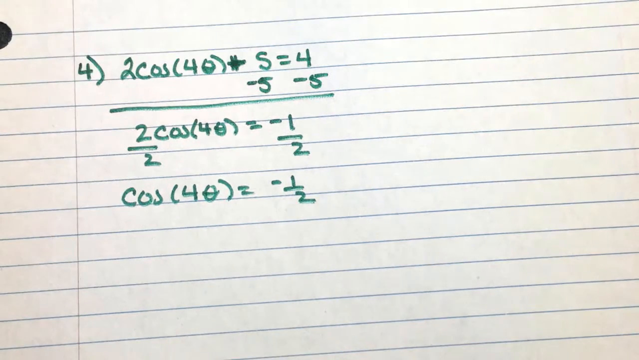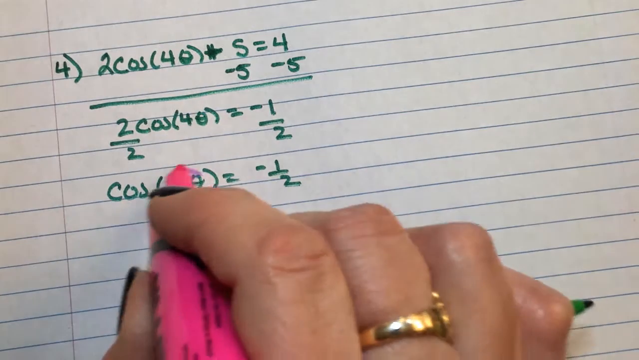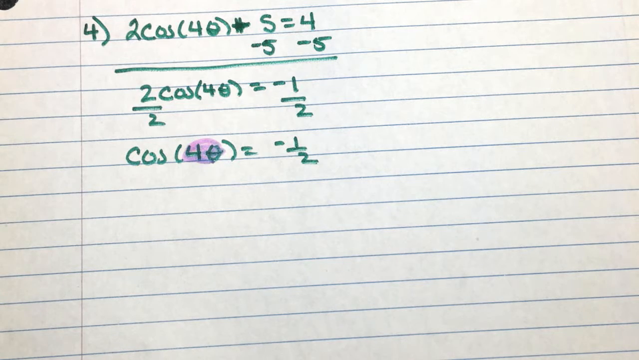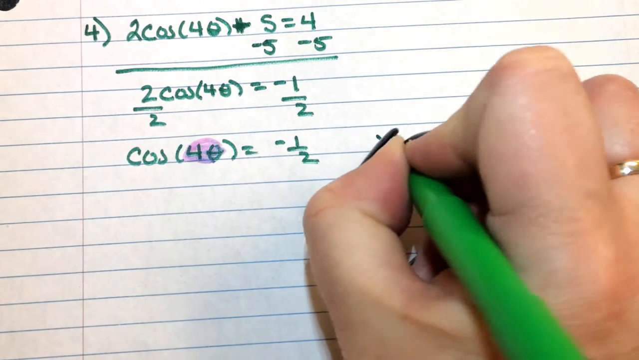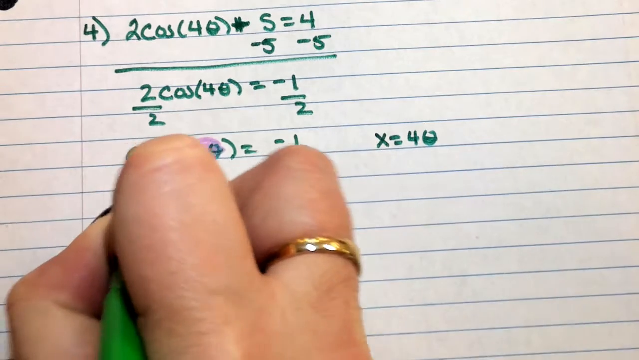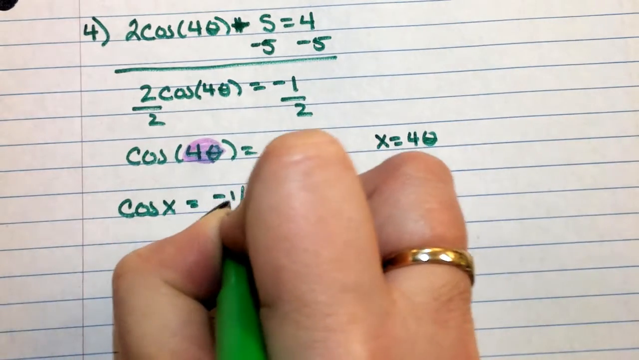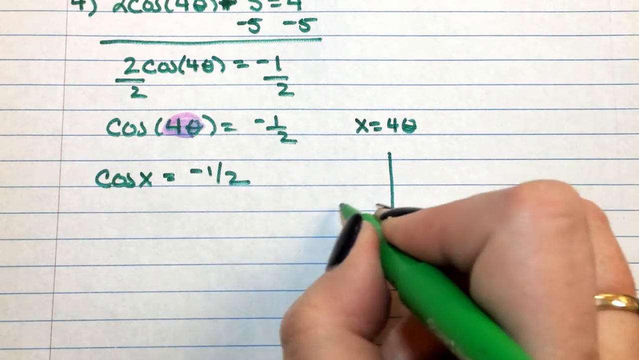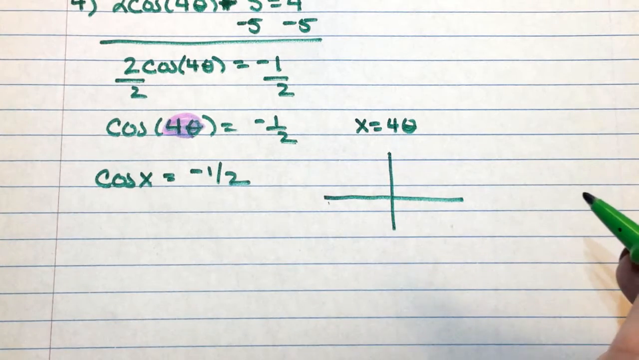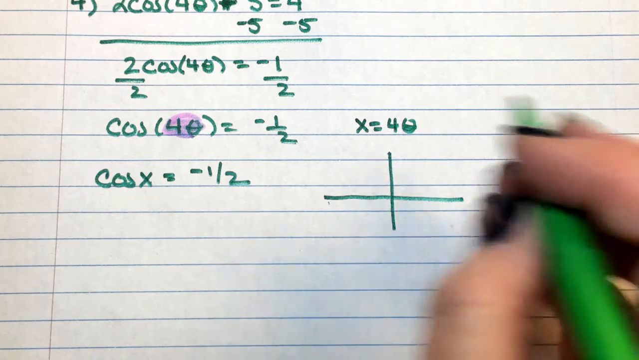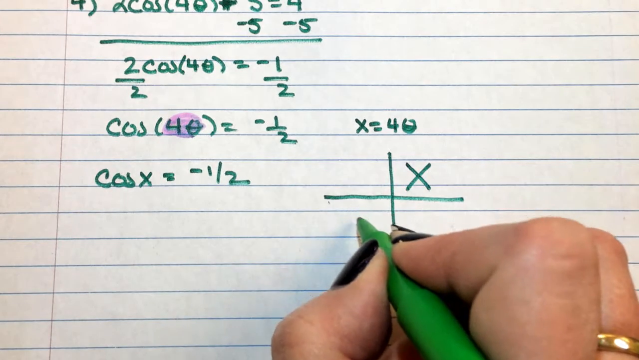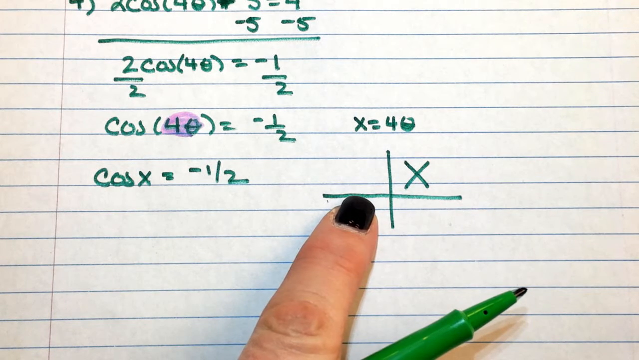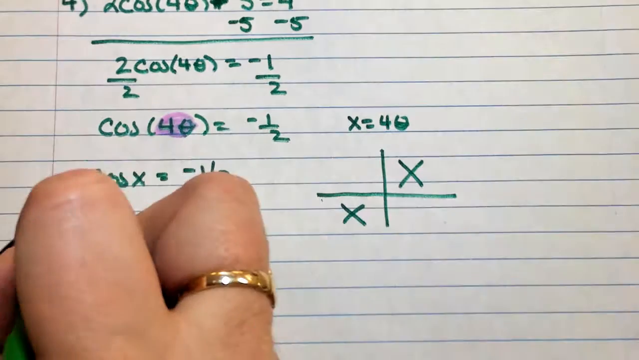Again, unfortunately, ladies and gentlemen, we've got this 4 in front of theta. So this is when we know we're going to have to write our generalizations. Let's let x be equal to 4 theta. First I have to figure out where cosine of x is equal to -1/2. So what 2 quadrants am I looking in? 2 and 3. So what's the angle up here in quadrant 2? 2 pi over 3.